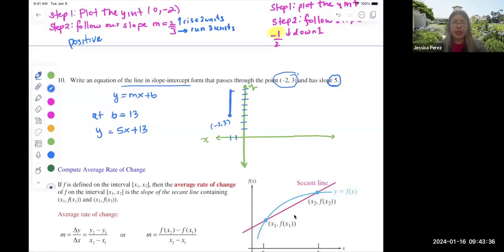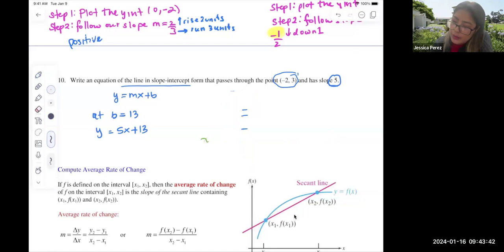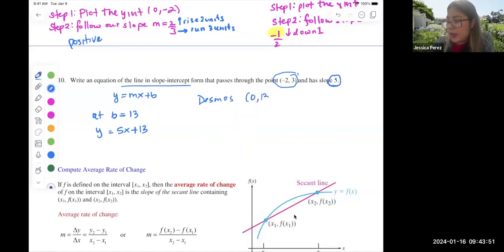So when we used our Desmos activity, on Desmos we saw that your x was 0 and my y was 13. This is the y-intercept, which corresponds to b. And I already knew that my slope was 5. So given the slope and the y-intercept, I can go ahead and plot that formula, that equation.